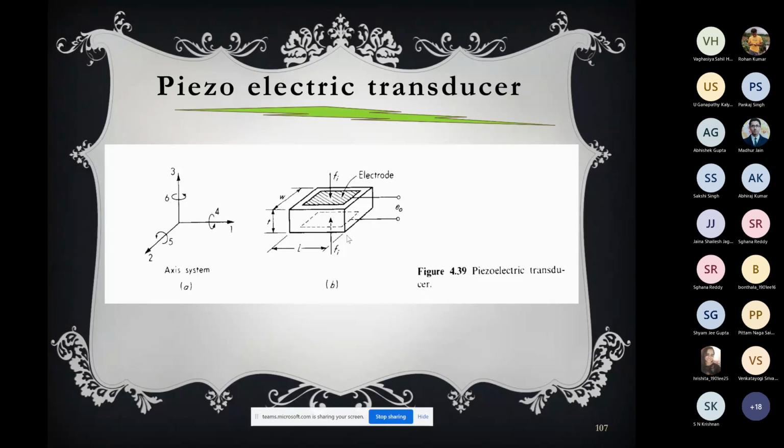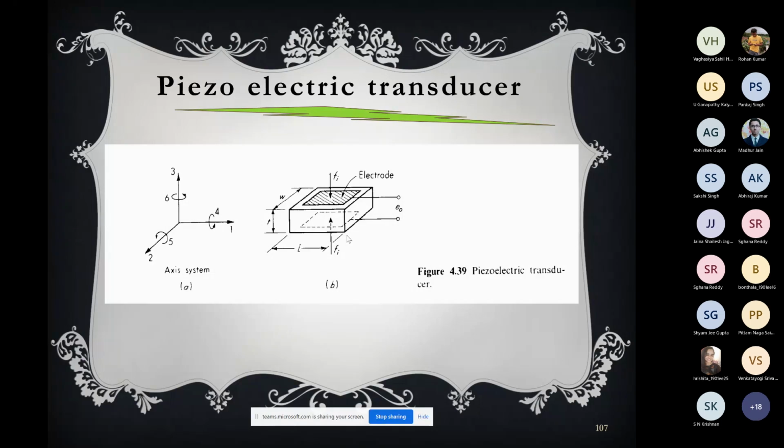Okay, and definitely it can be used as a transducer, which can measure the displacement, the velocity, the acceleration. Definitely it can measure the force also, it can measure the pressure. So pressure transducer, force transducer, displacement, velocity, acceleration, all those types of transducers can be made using piezoelectric materials.